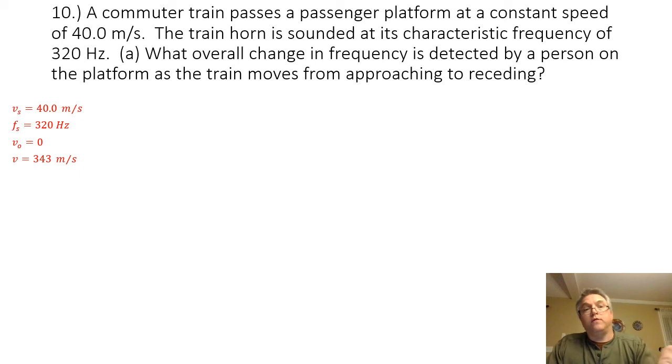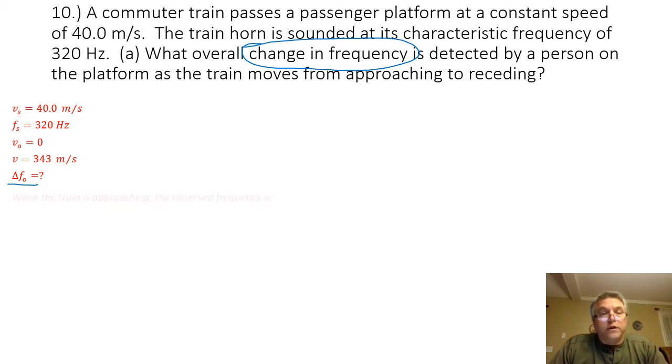And what we are looking for is the change in frequency. So what is the observed frequency as the train is approaching versus what is the observed frequency as the train is moving away from the platform. So we're looking for the change in frequency, which we do represent with our delta. So first what we're going to do is find the frequency of the train as it is approaching.